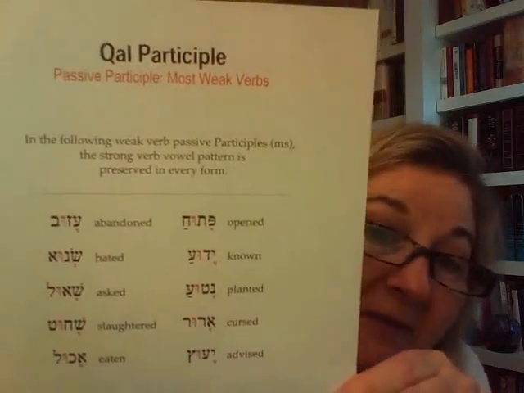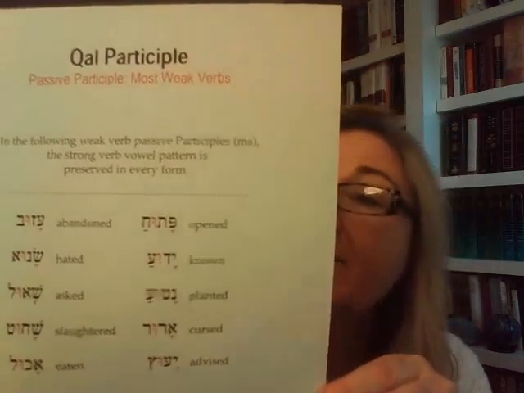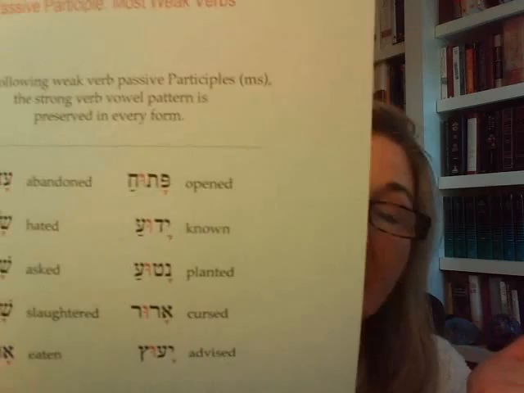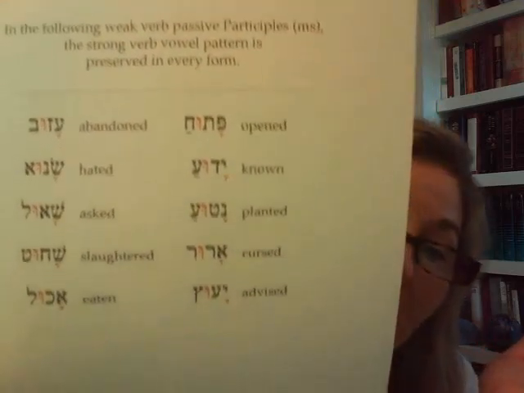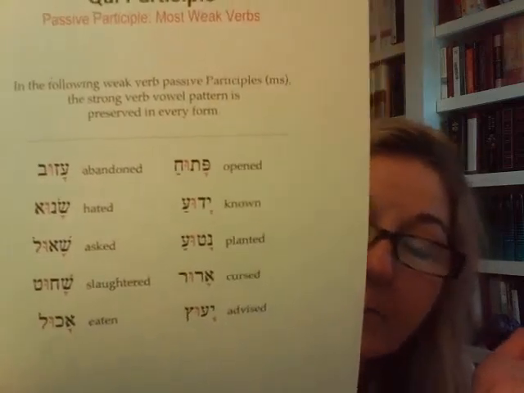Now, the qal passive participle, most weak verbs are going to be qal passive participles. In the following weak verb passive participles, the strong vowel pattern is preserved in every form. Most of the weak forms exhibit the same strong verb pattern. So this is nothing new for you. And this is one of those wonderful get out of jail free kind of moments where you don't really have to learn anything, because the weak is going to behave almost identical to that of the strong.